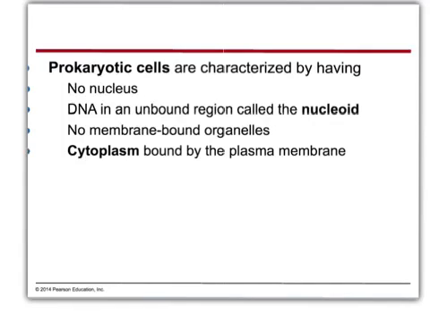Bacteria have no membrane-bound organelles. Most of the organelles in eukaryotic cells are surrounded by a membrane, except for ribosomes. So mitochondria have a double membrane. The ER is a membrane structure. The Golgi apparatus is a membrane structure. And prokaryotic cells have cytoplasm bound by the plasma membrane. That is characteristic of all cells.